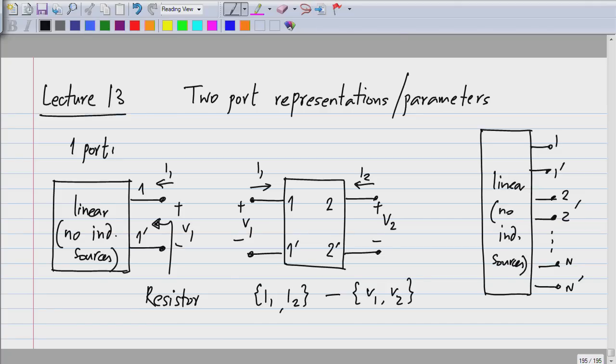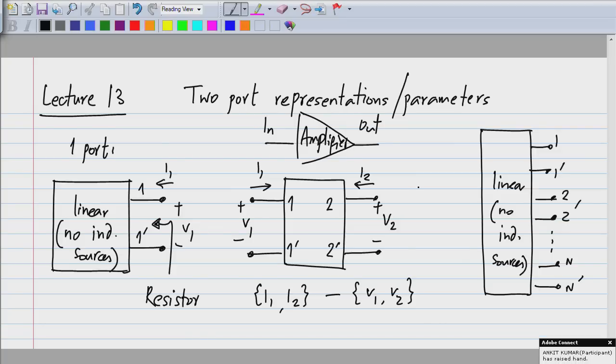Now, a particular reason for considering two ports is that many systems we know have one input and one output, and they correspond to these two ports. That is, they are well described by this two-port representation. For instance, amplifiers. If you have an amplifier, there is an input and an output, and it's described by this representation. So that's why they are represented by two ports, and that's why we'll study the two-port parameters in some detail.